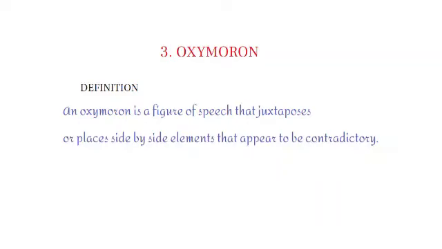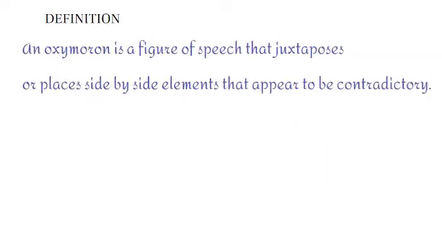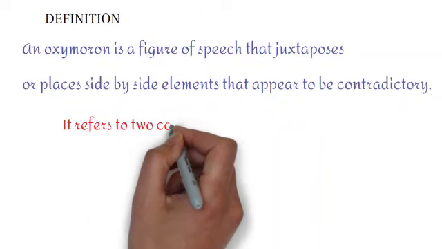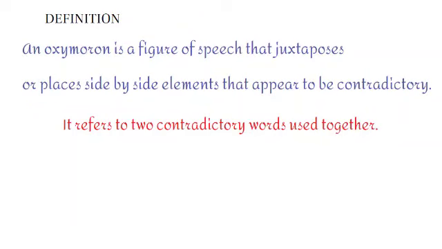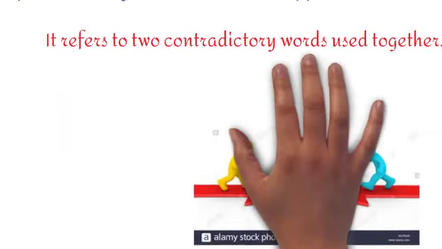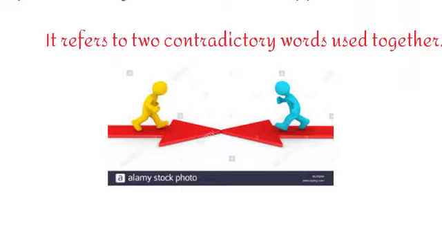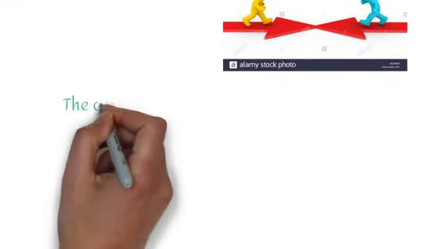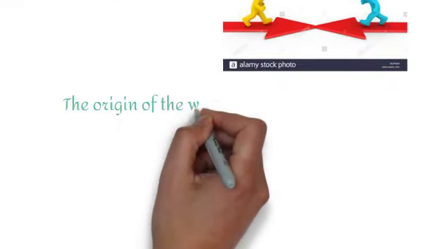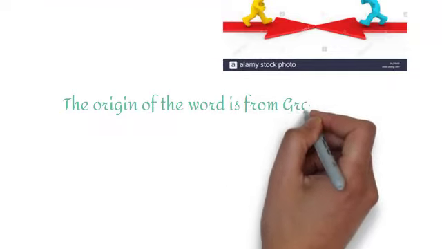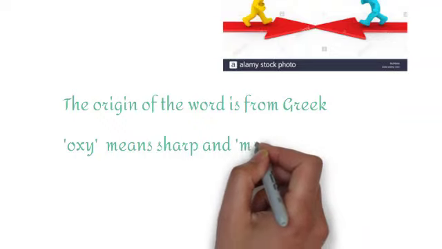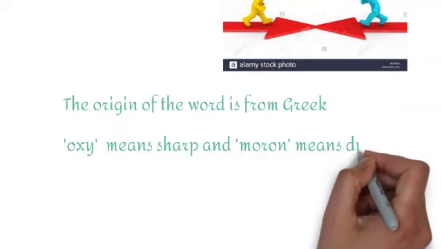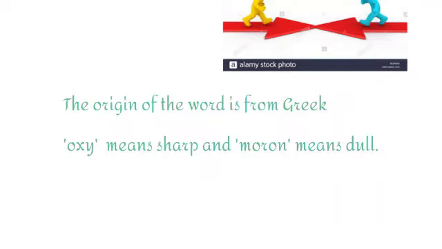It's a figure of speech that has contradictory or opposite words appearing side by side. Basically, it's a combination of two words that really have opposite meanings. The origin of the word oxymoron is from Greek, and oxy means sharp and moron means dull. The word itself is made of two opposite words. So the combination of opposite words is oxymoron.